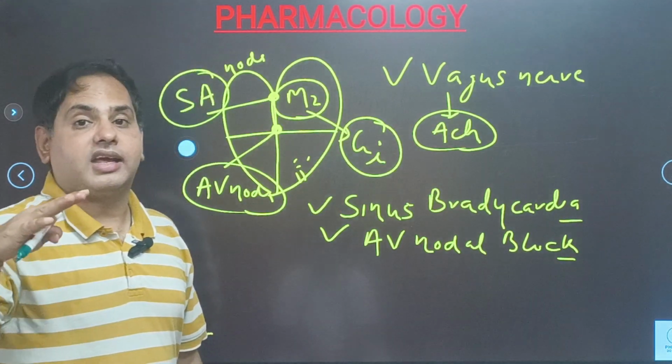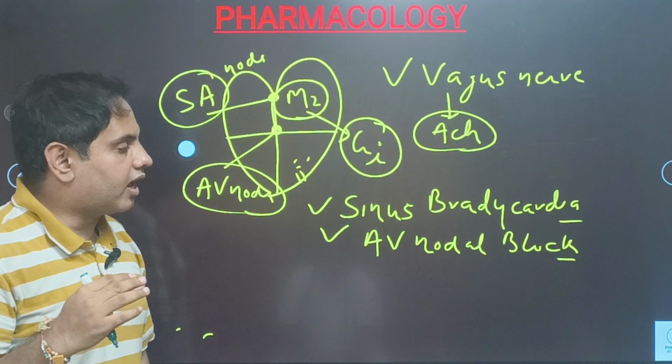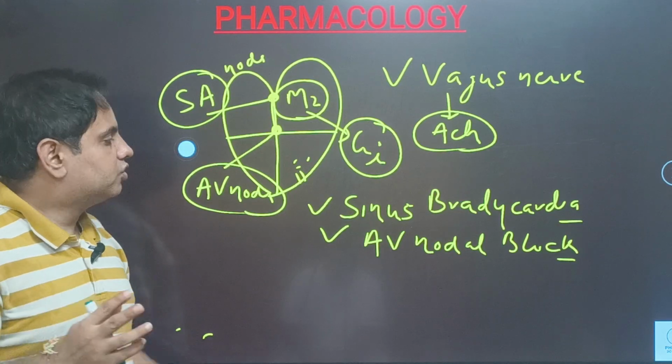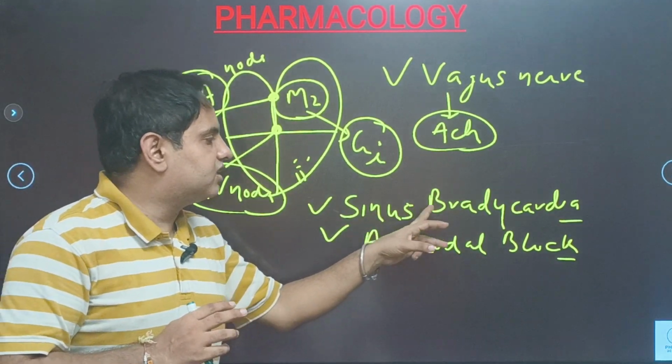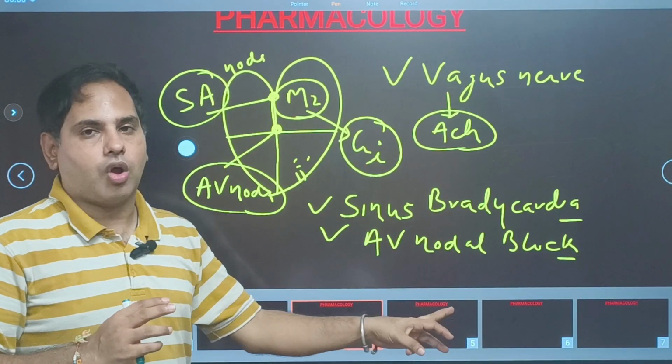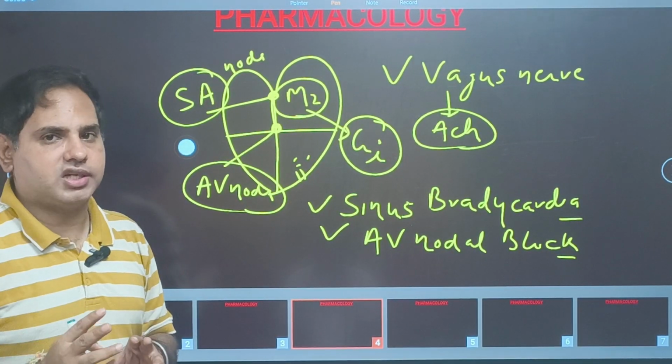If you are not maintaining the therapeutic concentration of digitalis, or when you are going to digitalize the patients, in that case you have to be very careful, otherwise digoxin can result in sinus bradycardia and AV nodal block, and these mechanisms are happening due to the indirect action of digitalis.